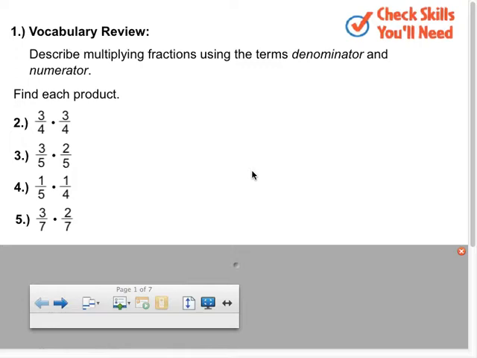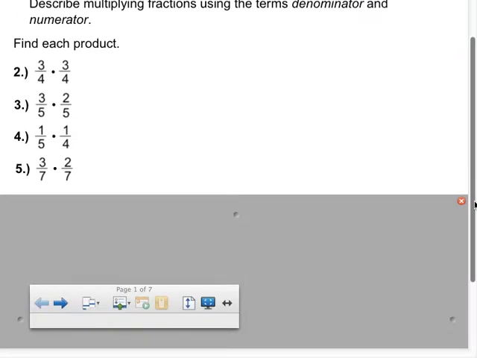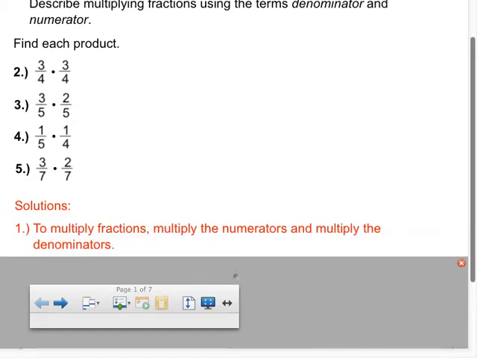Very good. So to multiply fractions, you multiply both numerators. You find the product. That's your new numerator. And then you multiply your denominators. You find the product of your denominators. That's your new denominator. So this is how the book says it. Okay? To multiply fractions, multiply the numerators and multiply the denominators. So let's go ahead and do that.